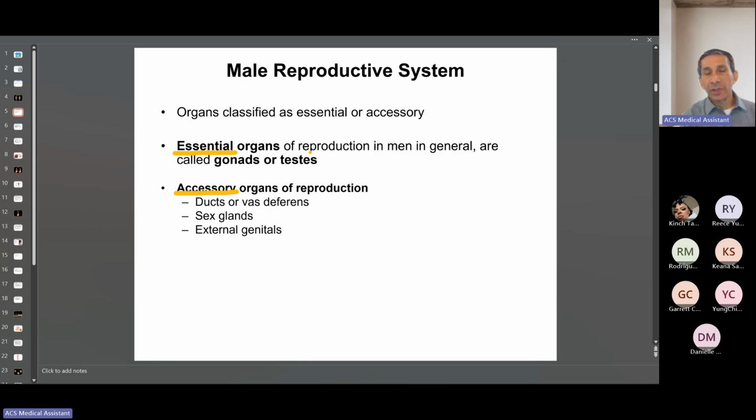Accessory organs are just secondary structures. Are they important? Yes, they are. But once again, if we don't have these accessory organs, can reproduction still happen? Yes. So that's basically what it is, and we're going to discuss how that happens.